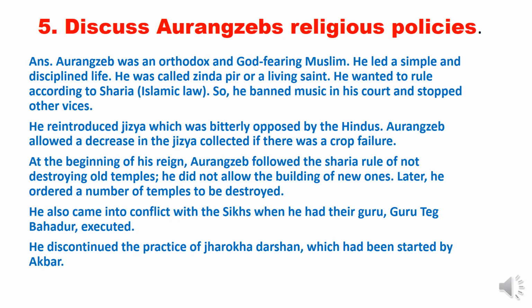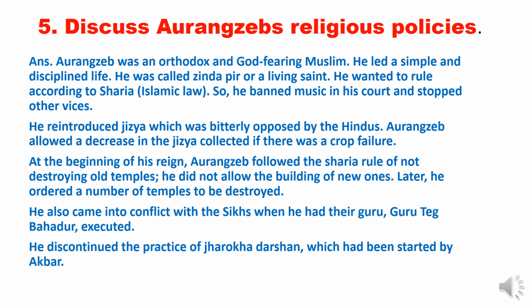Question 5. Discuss Aurangzeb's religious policies. Answer. Aurangzeb was an orthodox and God-fearing Muslim. He led a simple and disciplined life. He was called Zinda Pir or a living saint. He wanted to rule according to Sharia, Islamic law. So he banned music in his court and stopped other vices.